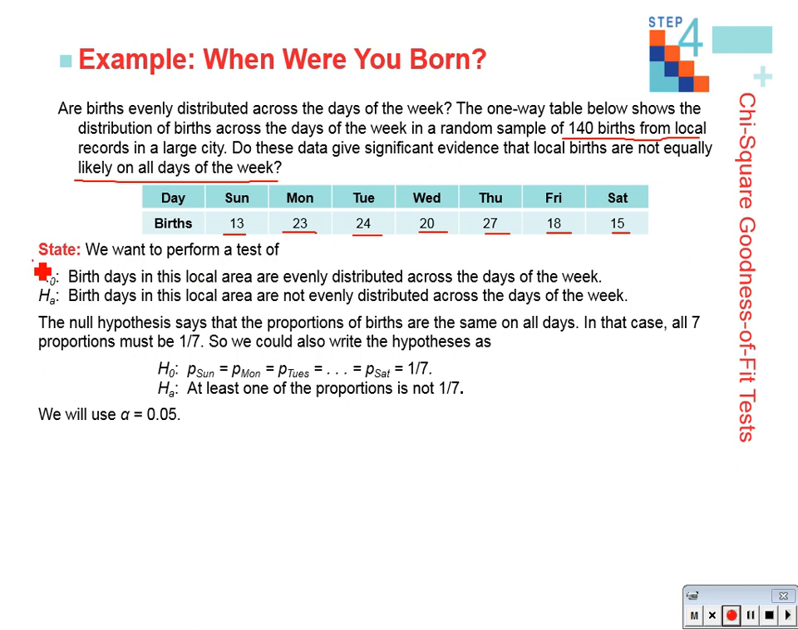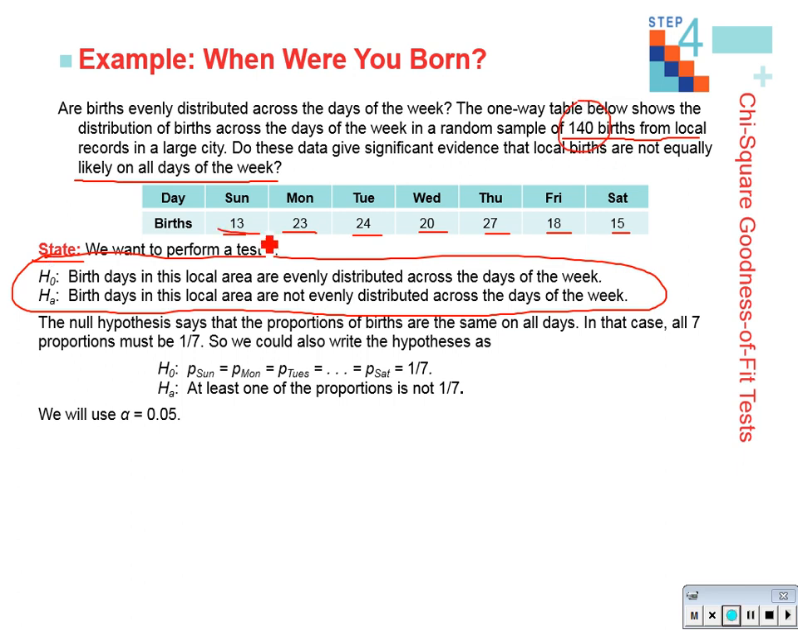If we're talking about this in a four-step process, in the state part of this, we want to mention a couple things. First, we want to mention what the null and alternative hypothesis are. The null hypothesis is that the births are evenly distributed across the days of the week. In this case, 7 days in a week, 140 births, we would expect that each of these would be 20 across the board if that were true. The alternative is that maybe they're not evenly distributed. Maybe one day or more than one day has births that are more likely than other days. So we want to make sure we mention what the null and alternative hypothesis are first.